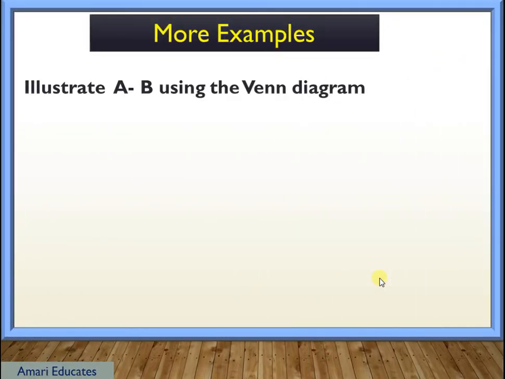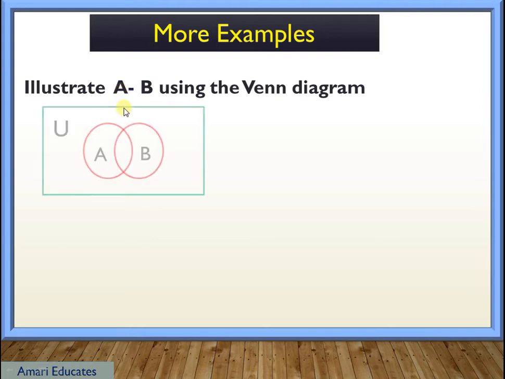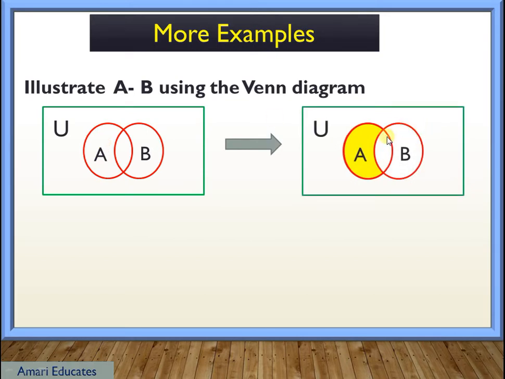Next, illustrate A minus B using the Venn diagram, or the difference. So what we're going to do is remove all the elements in B that can be found in A. So I'm going to subtract this part of B. What remains is only this part of A. In the illustration, it will look like this. So remove all elements that you found in B from A. Okay?